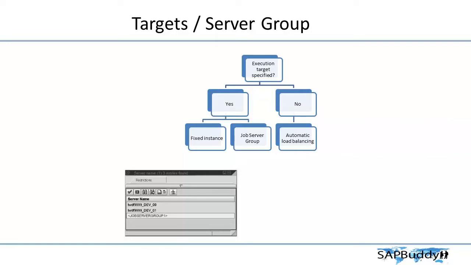That group is something like the logon group we have created. We have a logon group, we have an RFC group, and in the same way we have a background job server group. This can be created in transaction code SM61. Let's go to the SAP system.